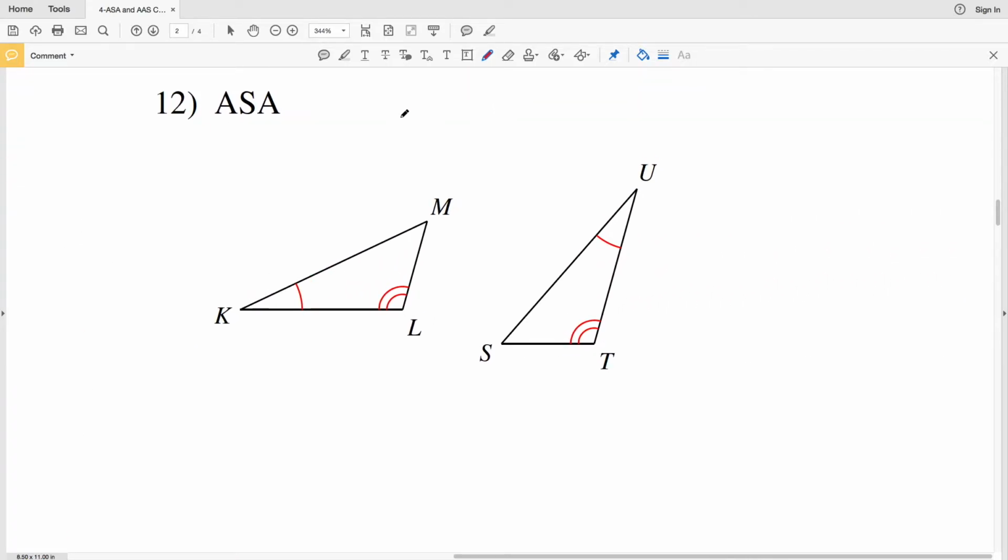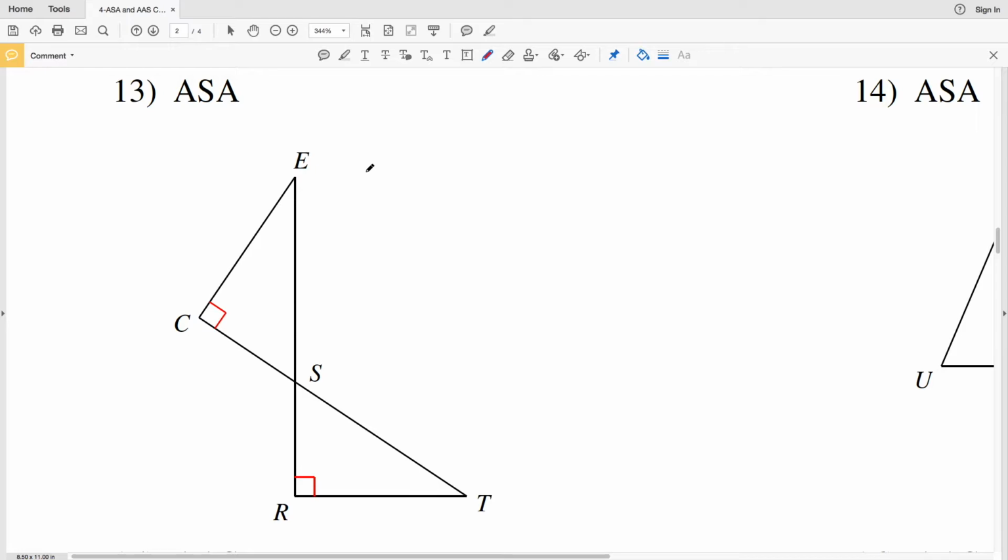In number 12, our reason is also angle side angle. We're given that angle K is congruent to angle U. We're given that angle L is congruent to angle T. But we need that included side to also be congruent. So the included side of K and L is segment KL, and the included side for angles T and U is segment UT. So KL must be congruent to segment UT. That way we have angle, included side, and angle.